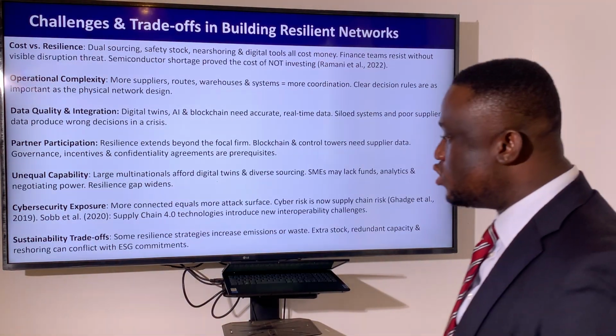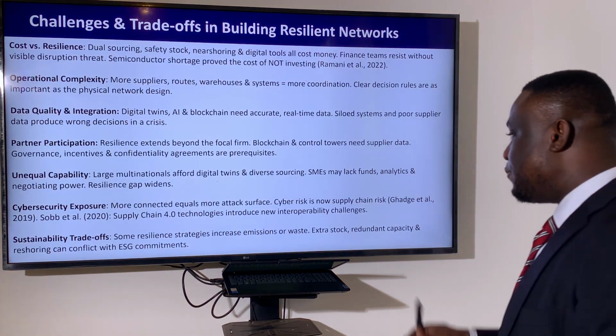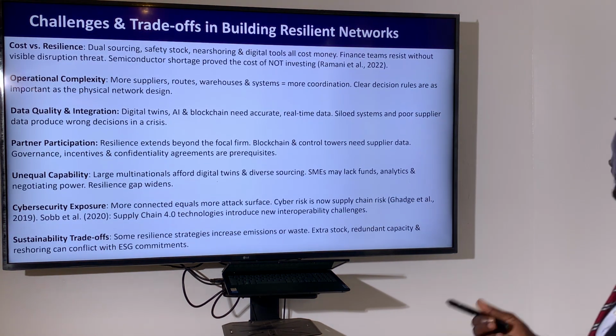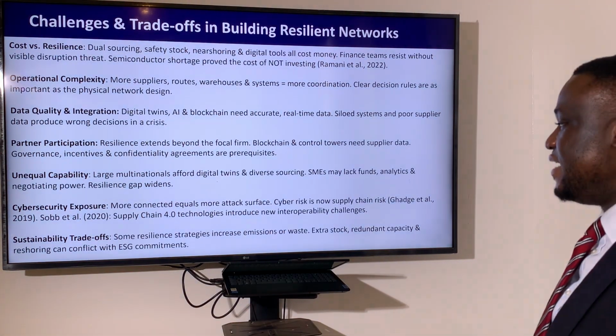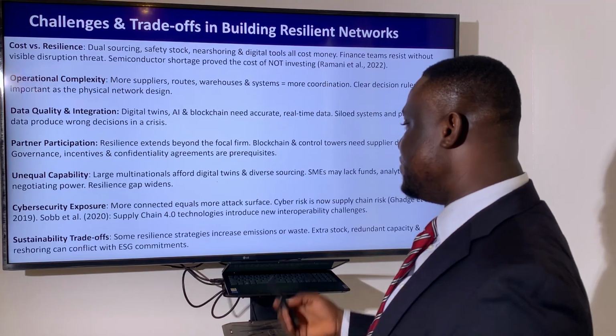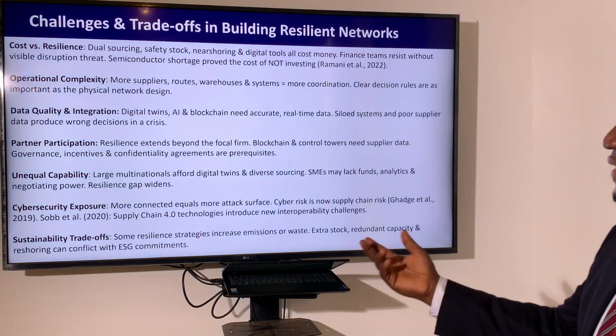And then also sustainability trade-offs. Some resilient strategies increase emissions and waste. Extra stock, redundant capacity, and reshoring can conflict with ESG commitments, right? And these are challenges, right?